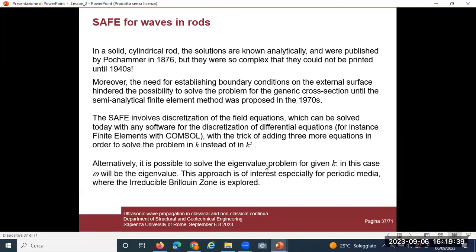Why was this problem important? Because the solutions for high frequencies in rods are extremely complicated. You have to think that in a solid cylindrical rod, the solutions were known analytically since 1876, but they were so complex that they could not be visualized until the middle of the last century. So it's a really hard task.